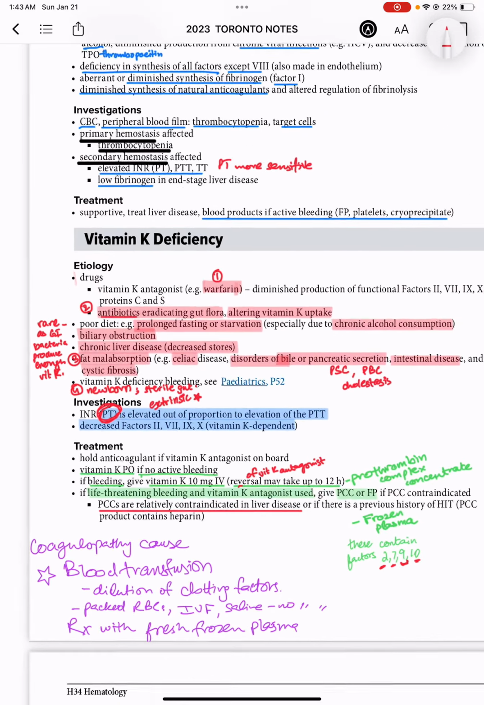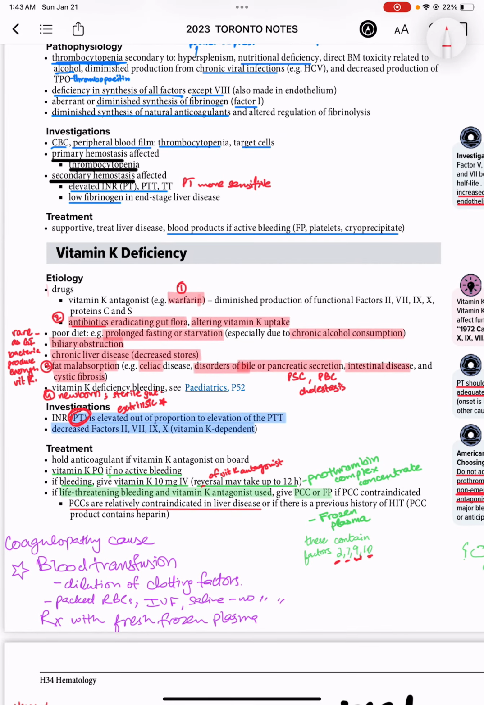What we are going to do is just hold the anticoagulant. If we're taking anything like a vitamin K antagonist like warfarin, we're going to hold it. And if there's no active bleeding, we're going to give some per oral vitamin K. But if there is bleeding, we're going to give vitamin K 10 milligrams IV. So reversal of the vitamin K antagonist, which they already had, takes up to 12 hours.